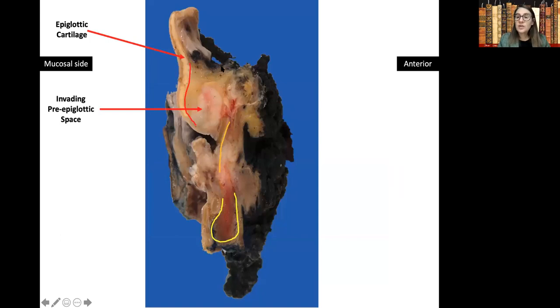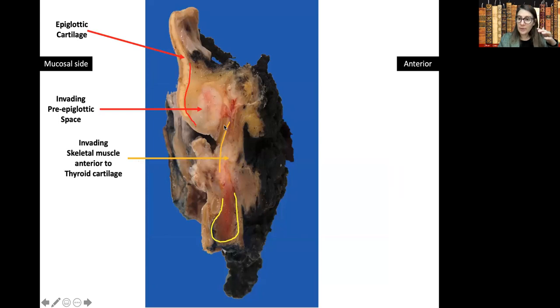And this is a vallecular or a superior soft tissue margin. So here is your mucosal margin of the epiglottis / vallecula. And this adipose tissue that's been inked is your superior / vallecular margin. So in this case, you can actually get a distance and sections of the tumor to the margin superiorly.